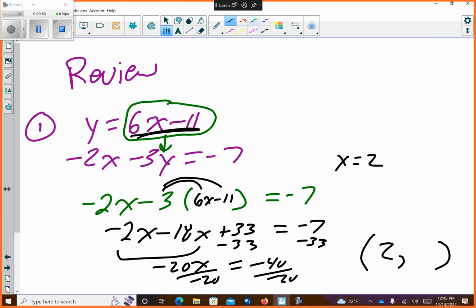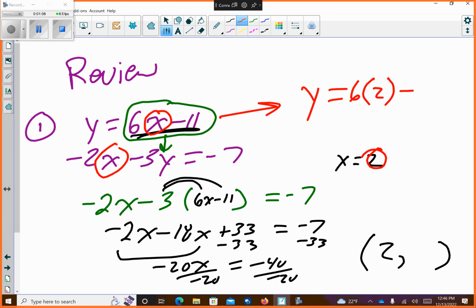So now I'm going to take this 2 right here, which is an x, I'm going to plug it into either one. They both give you the same answer, but the top one is already set up because we're looking for a y value. So y equals 6 times 2 minus 11. So that's 12 minus 11. So that's 1. So there's my answer to problem number 1.